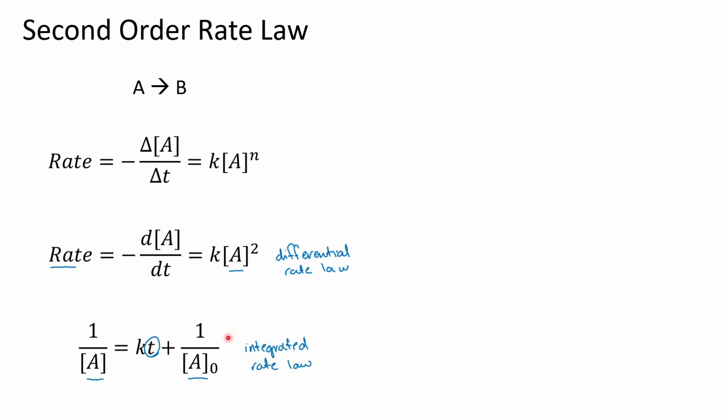Now, one of the cool things about the integrated rate law is we can plot this with a linear plot. So let's take a closer look at all of these elements. Rewriting our integrated rate law up top, we want to show that this is in the form y equals mx plus b. So let's define each of these elements in our integrated second order rate law.